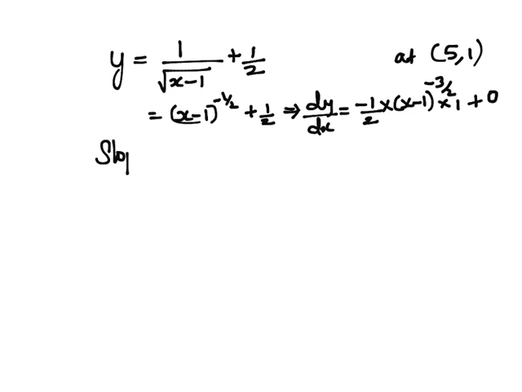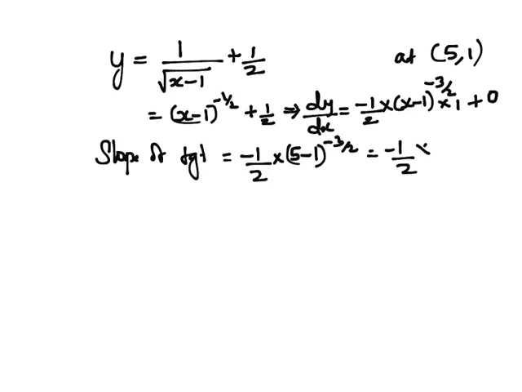So slope of tangent is minus 1 by 2 into 5 minus 1. I'll replace x with 5, power minus 3 by 2, which means minus 1 by 2 multiplied by 4 power minus 3 by 2. Okay, what is the value of 4 power minus 3 by 2? I need to find the value of 4 power minus 3 by 2.